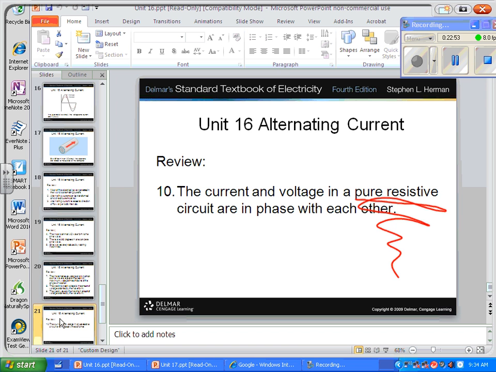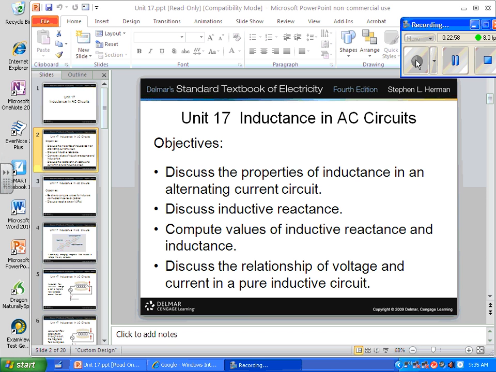Where should we go now? Okay, we're going to talk about inductance now. And we started to talk about it a second ago. Inductance in AC circuits. We're going to discuss the properties of inductance in AC circuits. Inductive reactance, compute values of inductive reactance and inductance. Doesn't that sound like they're talking about the same thing? Inductive reactance and inductance sound like the same thing, right? But they're two different terms.